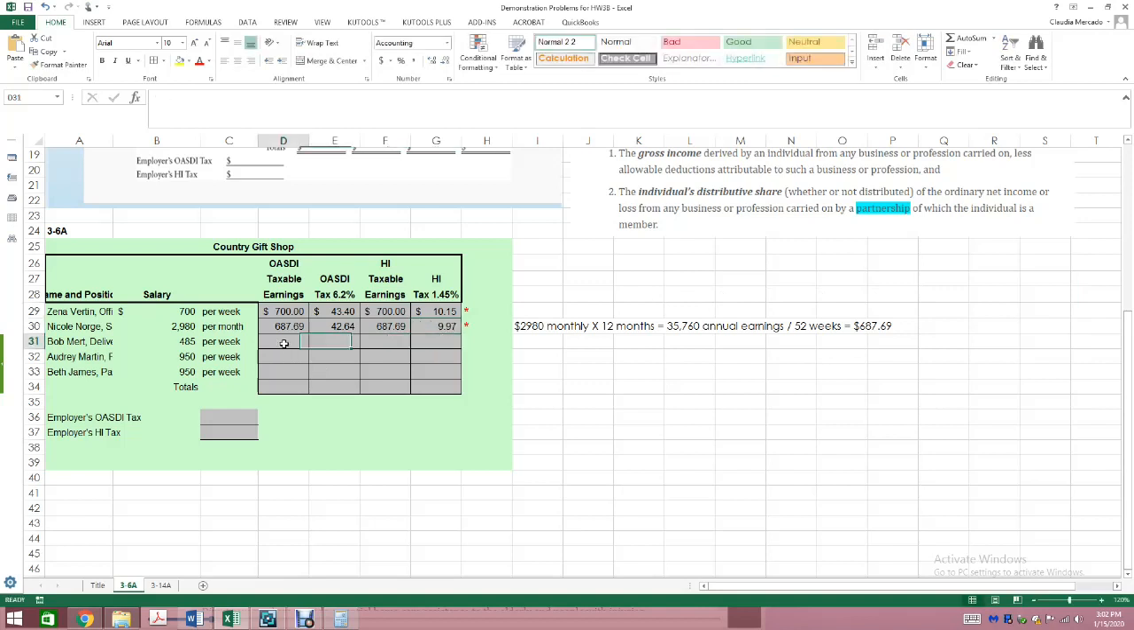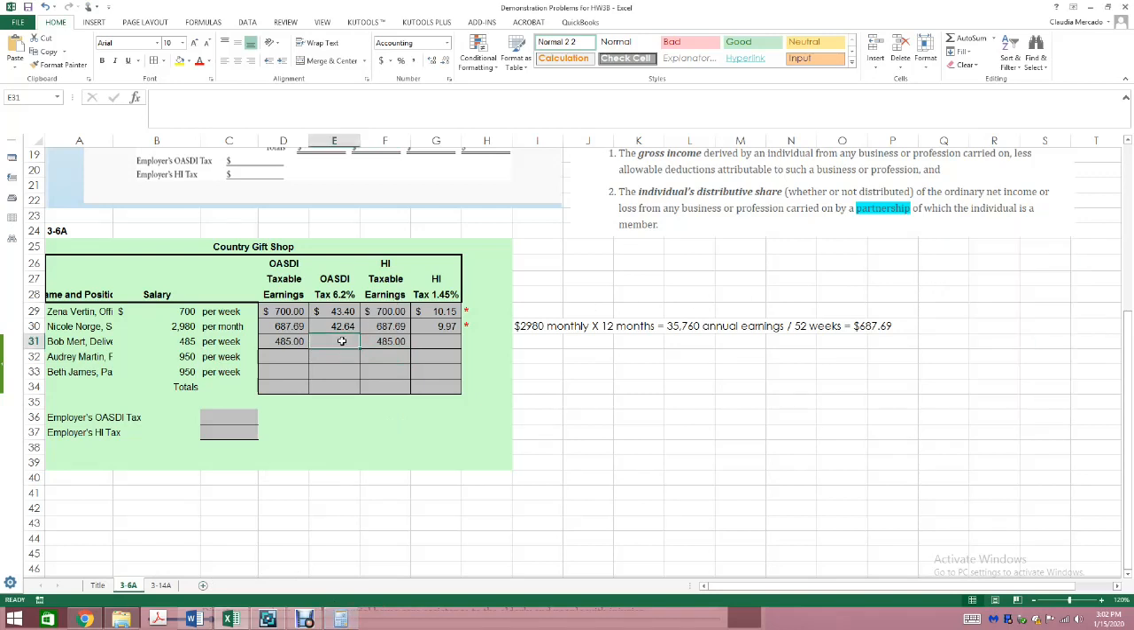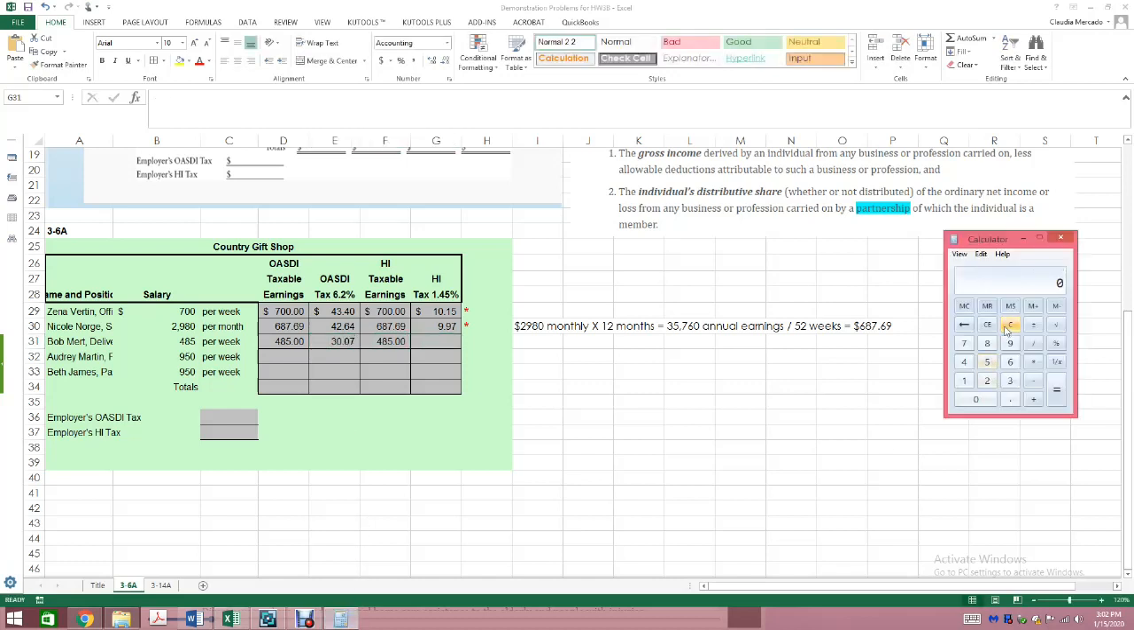We're going to do the same thing for Bob. Bob made $485 per week, so I'm just going to plug that in. That's going to be $485 for both my OASDI and my HI taxable wages. And then you just multiply the $485 times the 6.2%. That'll be $30.07. And now for my HI, I'm going to do my $485 times my 1.45%. It'll be 7.03.